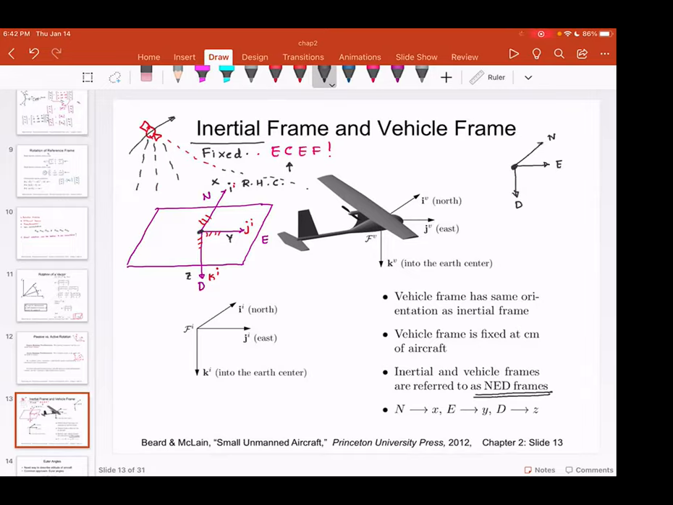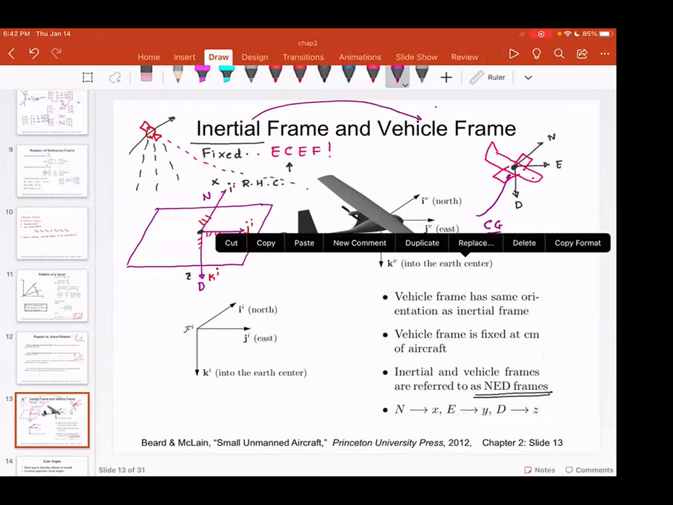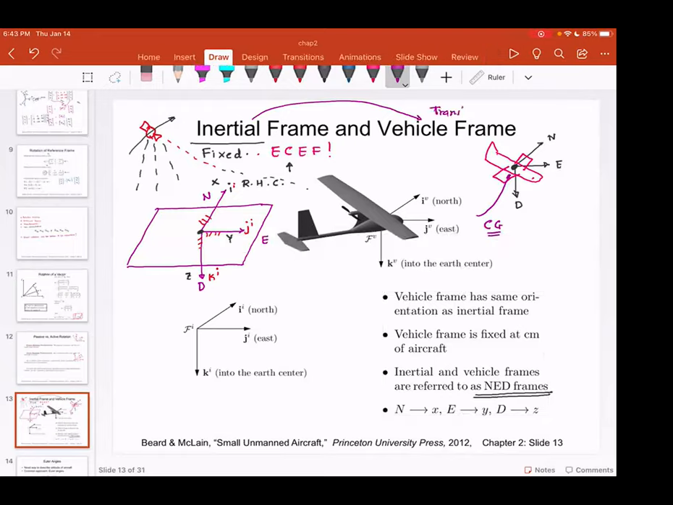And I want to be very clear. The airplane may be like this, or like this, or the quadcopter may be in some other orientation. But what I'm interested in doing is locating the CG, that point, the CG of the aircraft or quadcopter, and translating. So this is a purely translated frame. There is no rotation. There is pure translation between the inertial frame and the vehicle frame. So this is translation only, no rotation.